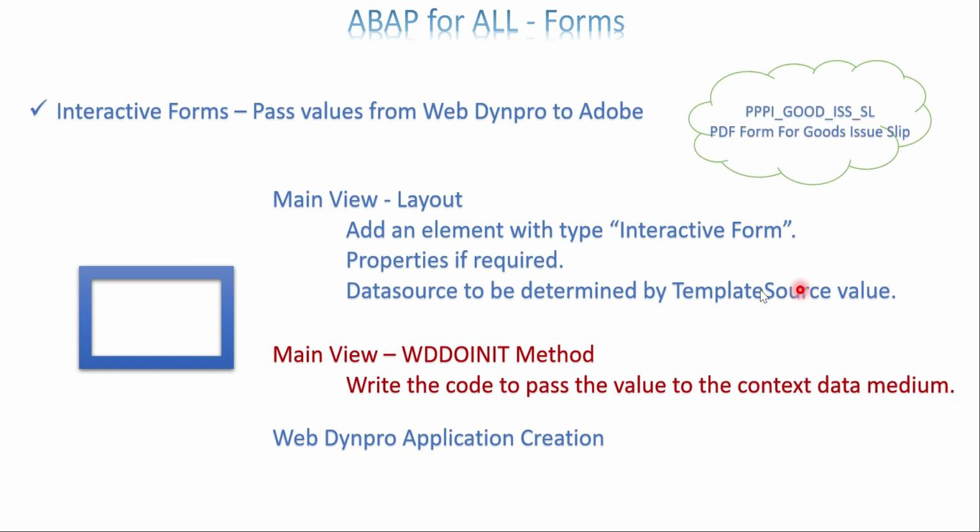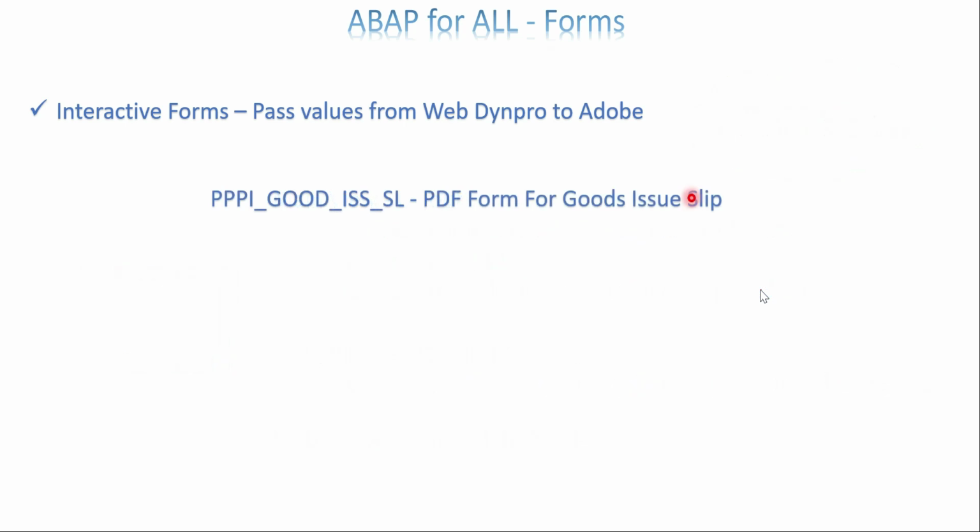Okay, and then this is the one I'm going to use. It's a goods issue slip. I think I mentioned it wrongly. Okay, it's a goods issue slip with a standard Adobe form. It's PPI underscore GOOD underscore ISS underscore SL. This is the one I'm going to use for today's example. Then that's it. So the slide, just ignore it.